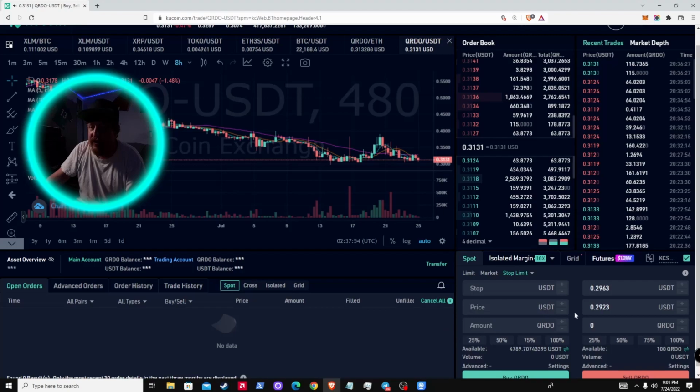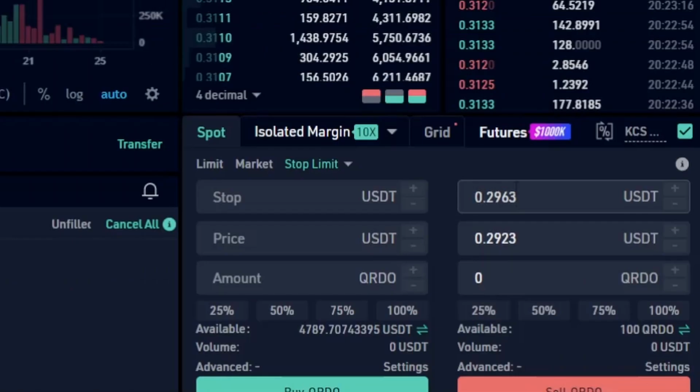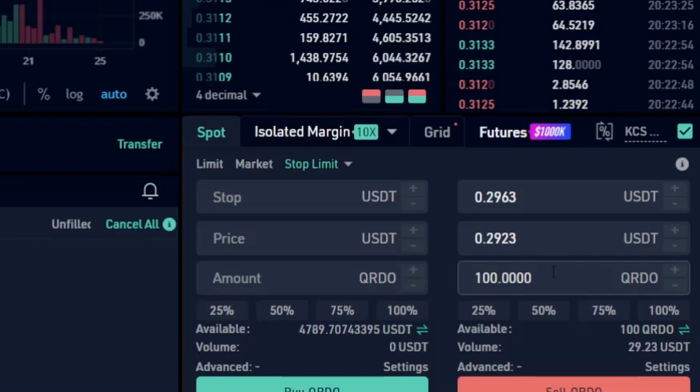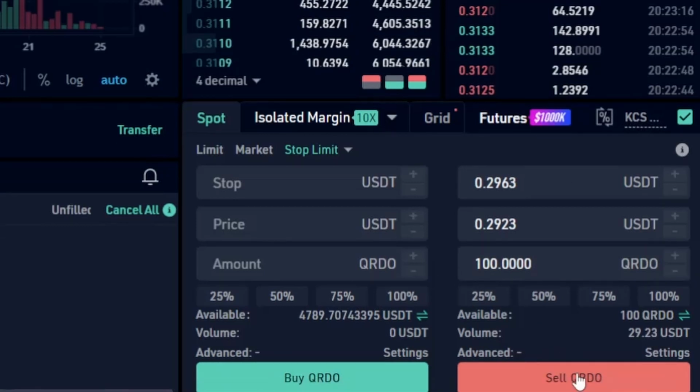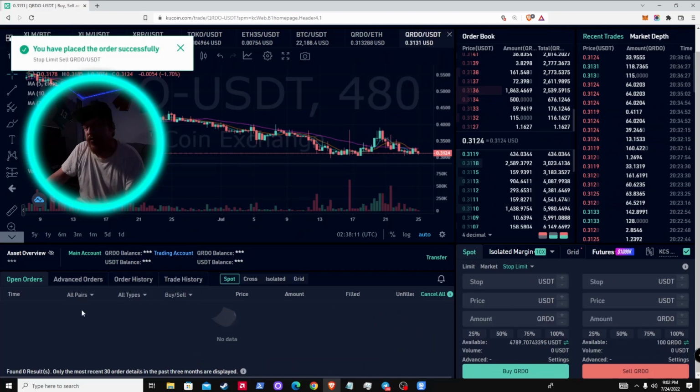And now we're going to go ahead and set our stop loss first. I'm going to leave these same numbers, 0.2963, 0.2923, and I'm going to click 100% again. And lo and behold, now it is telling me I have 100 available Credo that I can sell. I'm going to click down here at the bottom where it says sell, and now it's going to create that order for me.